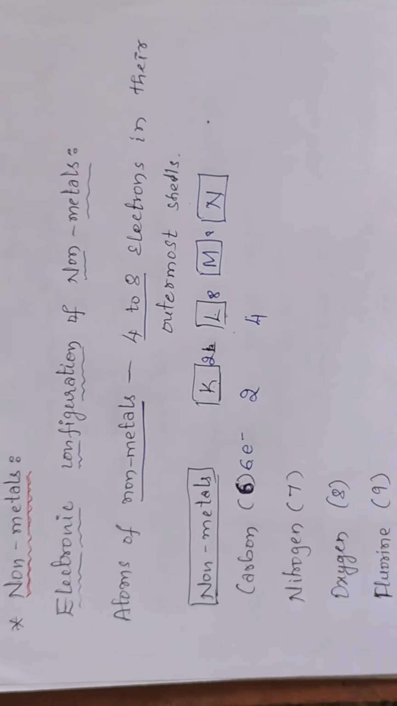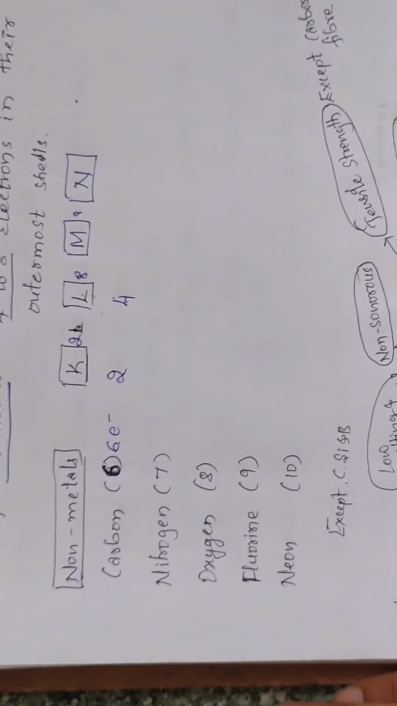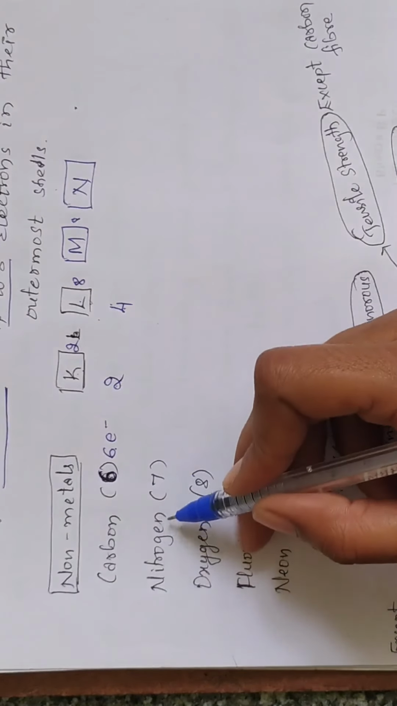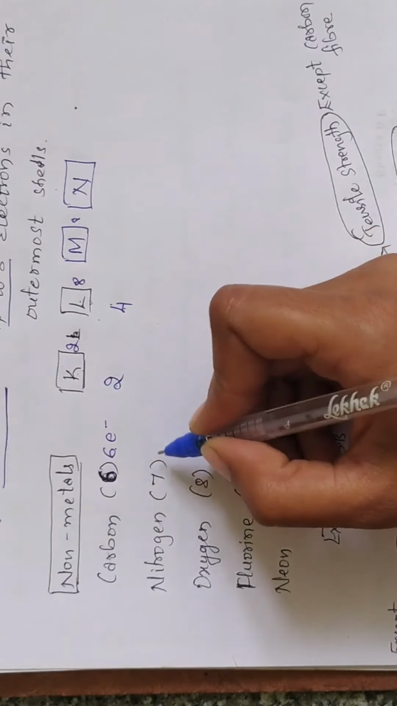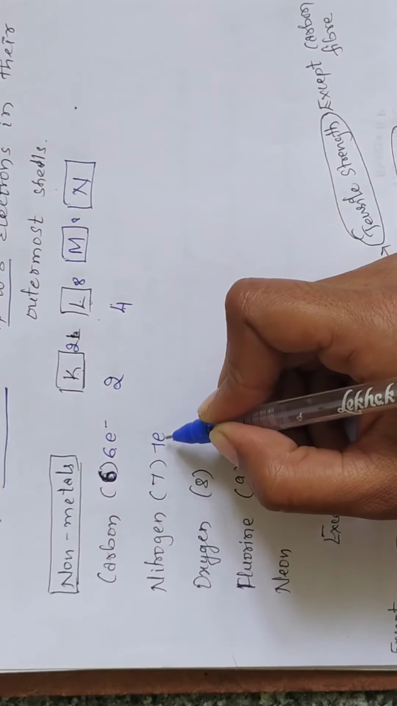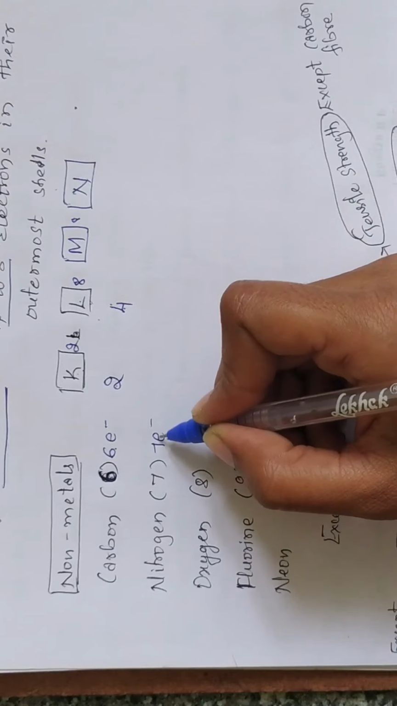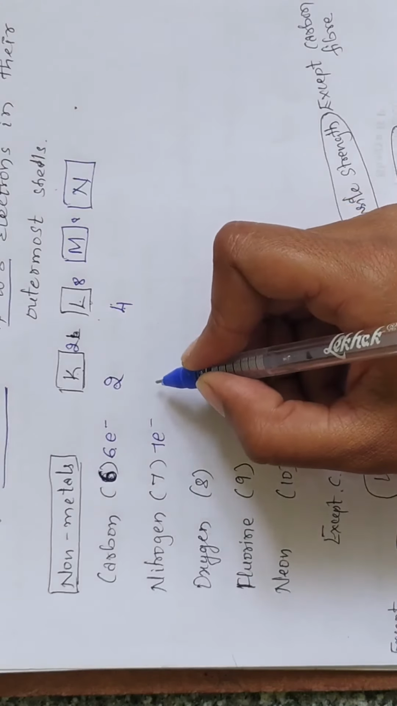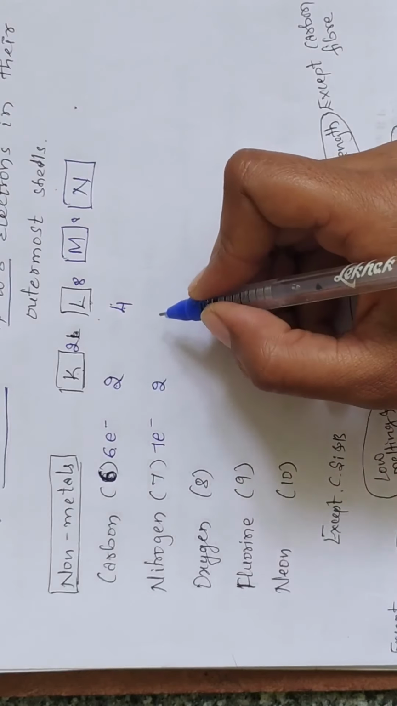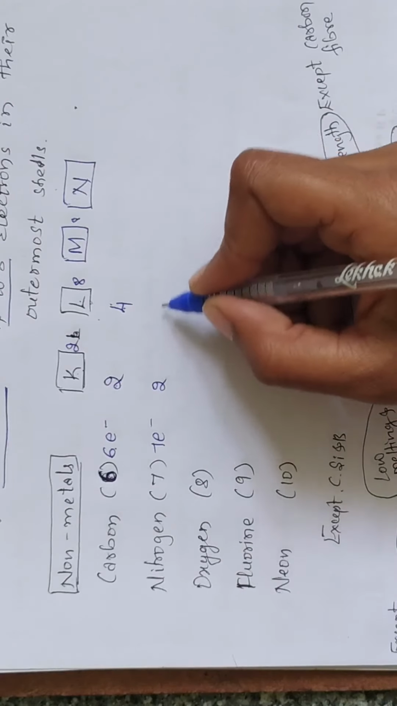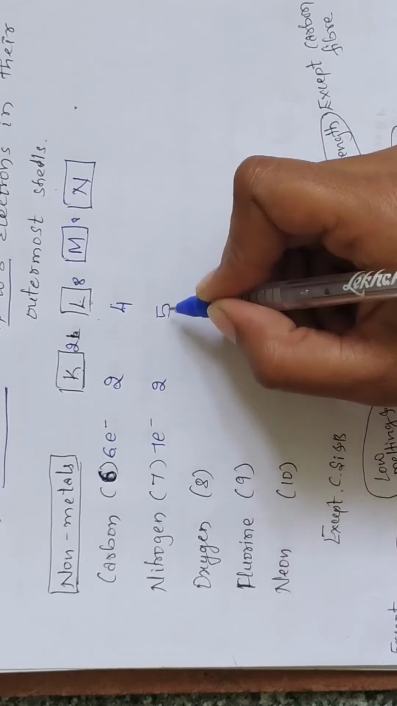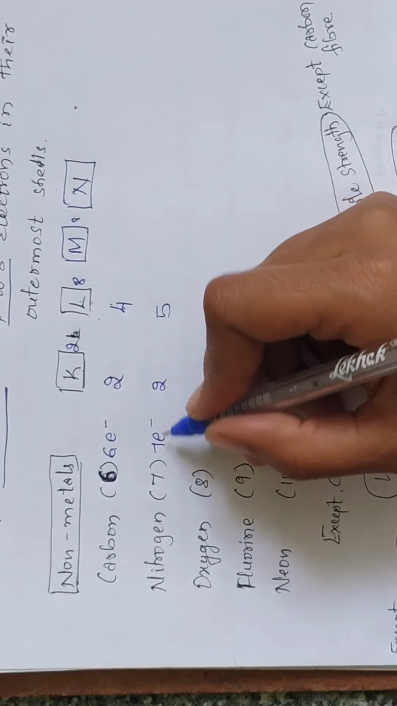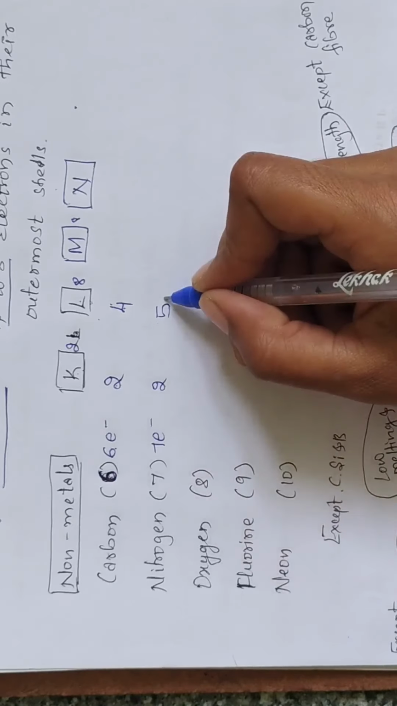We will see the next non-metal. It is nitrogen. Its atomic number is 7 and it has 7 electrons. All these 7 electrons are placed in different shells. In the first shell we place 2 electrons, in the second we place 5. So 2 plus 5 gives 7. So we are placing these 7 electrons in 2 different shells.